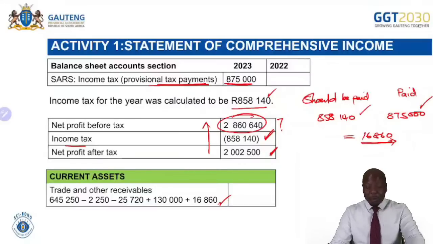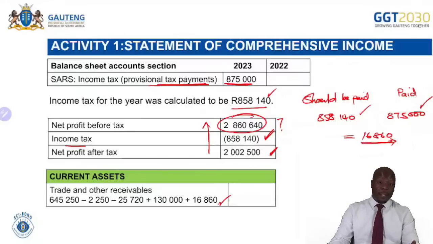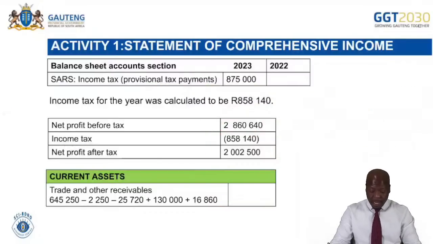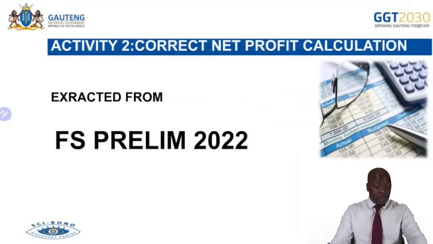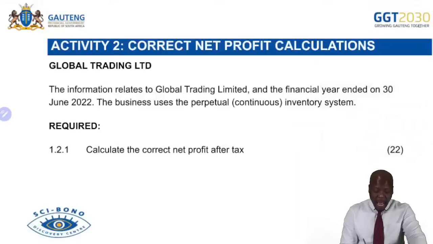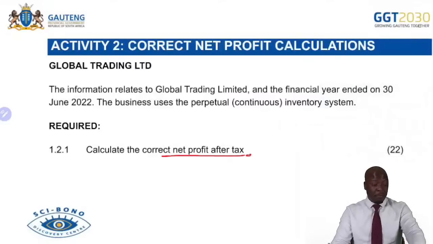All right, we've come to the end of this question. But if you checked when I started today's class, I gave you several options in which question 1 can be tested. And I'm going to address the second aspect to it. And we have an extract from the Free State Prelim for the year 2022. In this question, they were testing on the calculation of the correct net profit after tax. All right, so we're going to do this question. Make sure you have a clean piece of paper to write this.